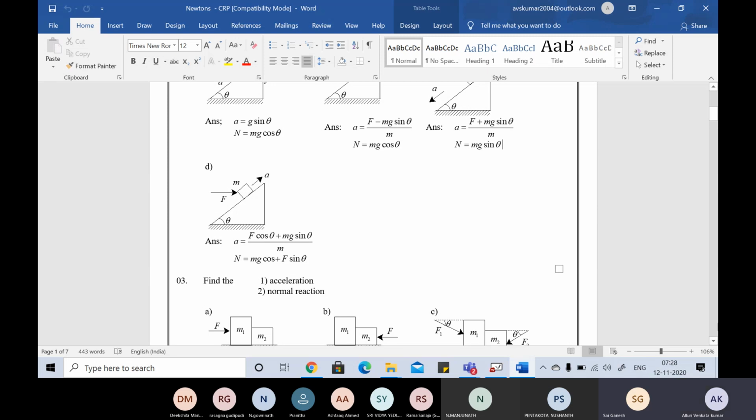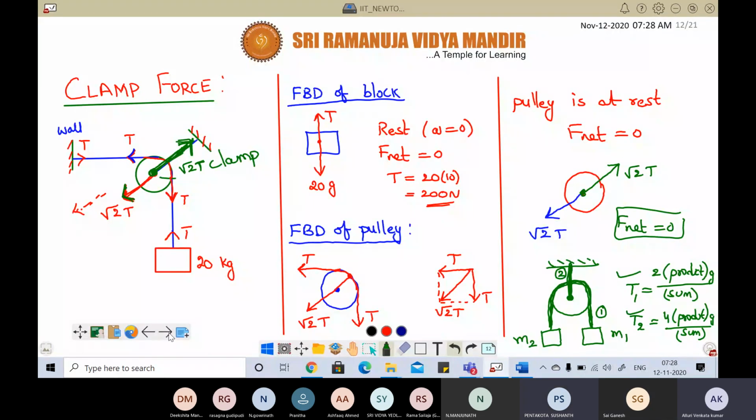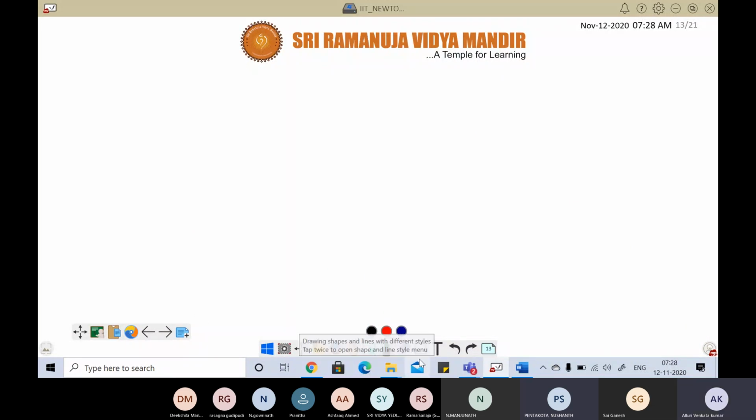I have given plus. Anybody else got plus or minus? What is the answer they got? Sir, I got plus only, sir. Plus only. Otherwise, let us do it once. That is very important. So let me solve that one. F cos theta and m. Sir, I think that will be minus only, sir. Okay, let us do it.